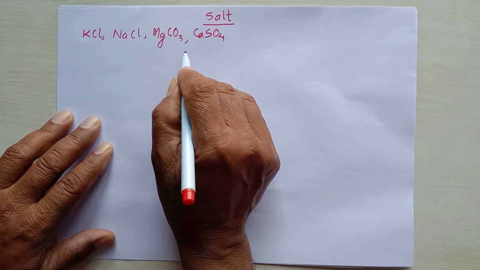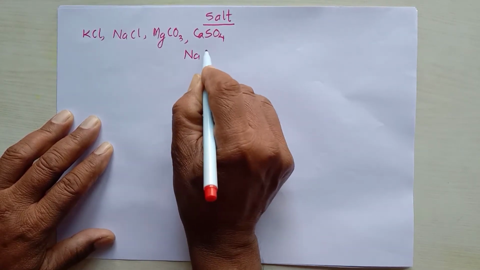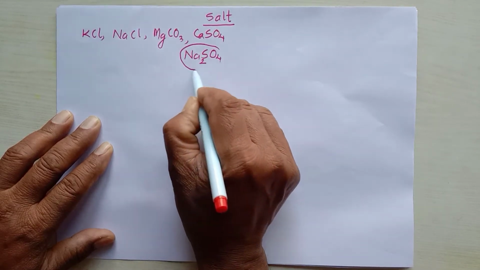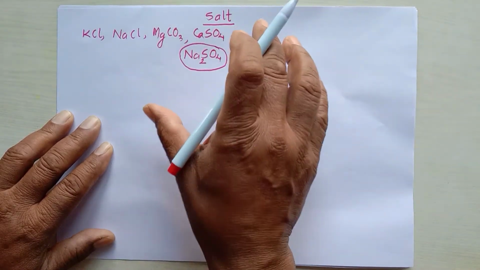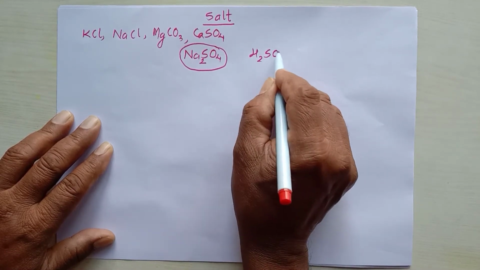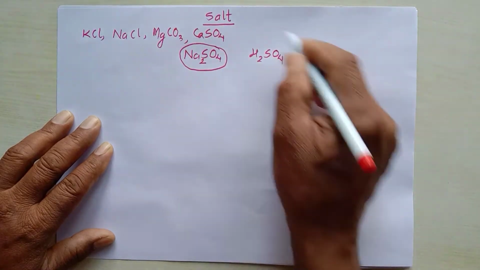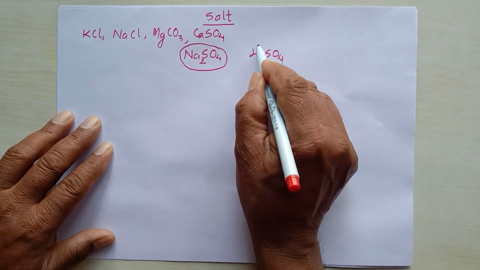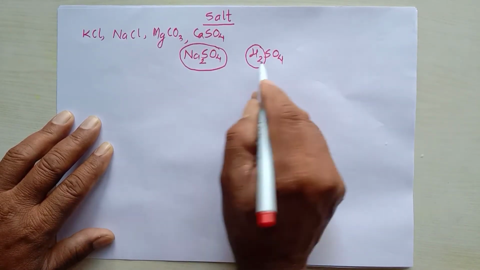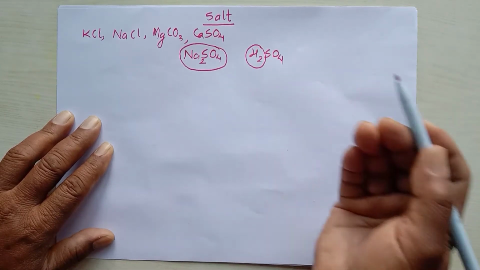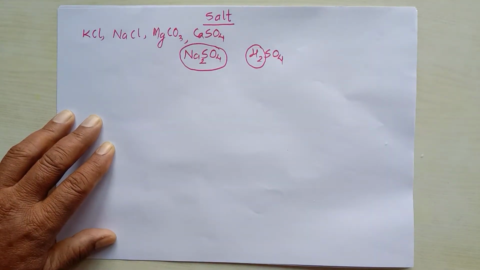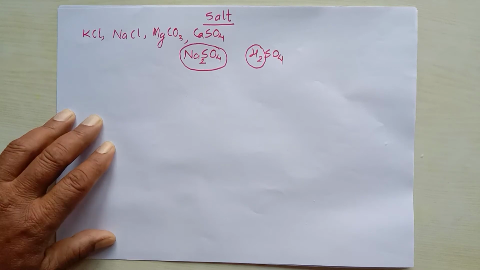Just for example, this is sodium sulfate. Let's talk about sodium sulfate. This sodium sulfate is a salt. And how is it formed? It is assumed that it is formed from sulfuric acid, H2SO4. This sulfuric acid contains hydrogen, and when this hydrogen is completely displaced by sodium, a metal, then what is formed? Sodium sulfate. This way, how do we define salt? We can define salt this way.